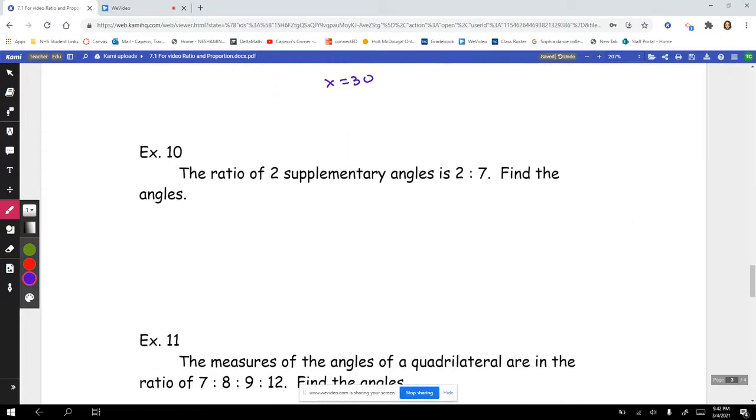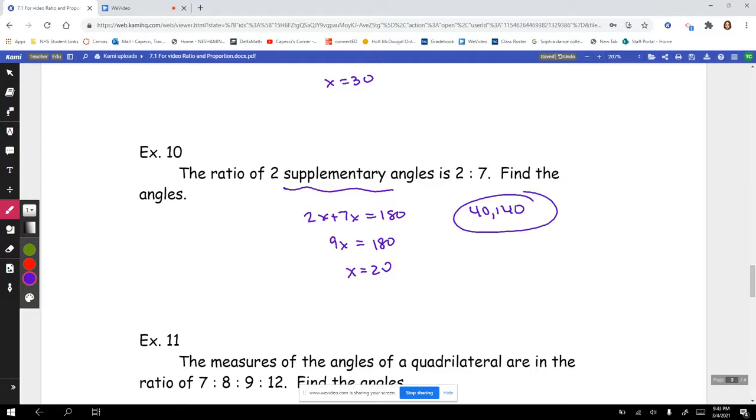Moving on to example 10. Again, if you want to try this, you can pause the video. The ratio of two supplementary angles this time is 2 to 7. So I have 2x plus 7x. Supplementary means 180. That gives me 9x is equal to 180 and x is equal to 20. So again, substitute it back in. I have 40 and I have 140. Add them together, I get 180.